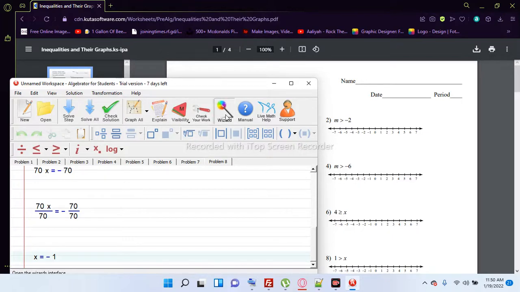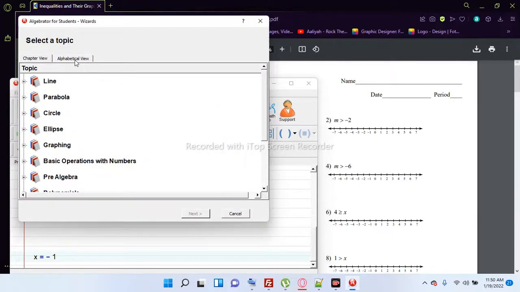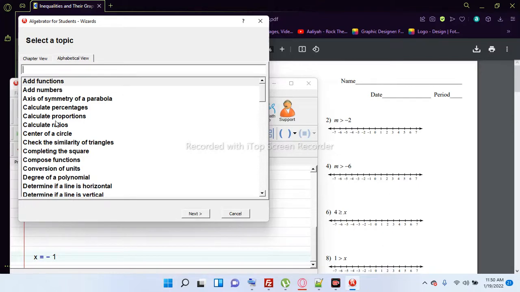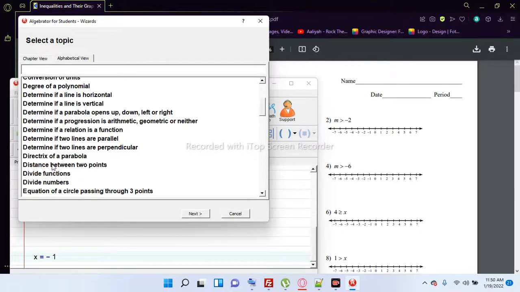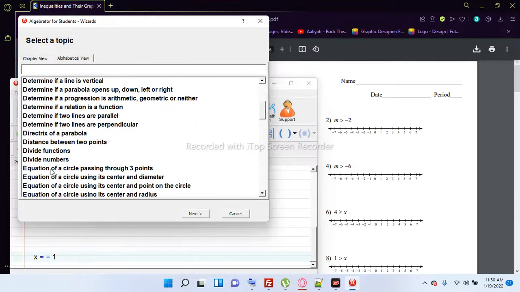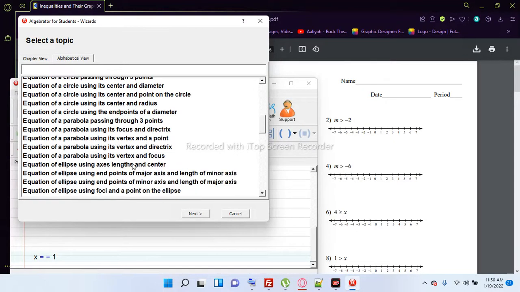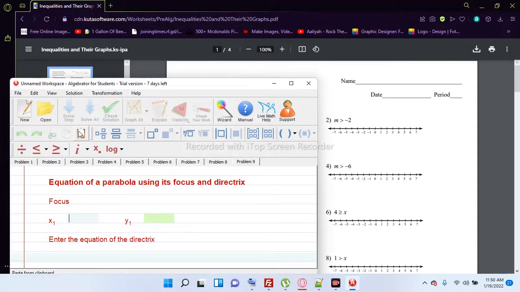Let's see. We're inside the wizard. Now they have something called a wizard. And that's completion of squares, composed functions, conversion of units. You could do different things like divide functions, equation of a circle passing through 3 points. And if you click it, it'll show you how to actually type in everything you need. Equation of a parabola using its focus directions. Okay, so we're gonna type new.